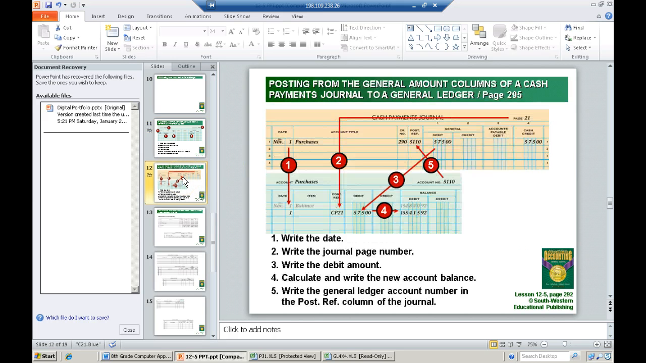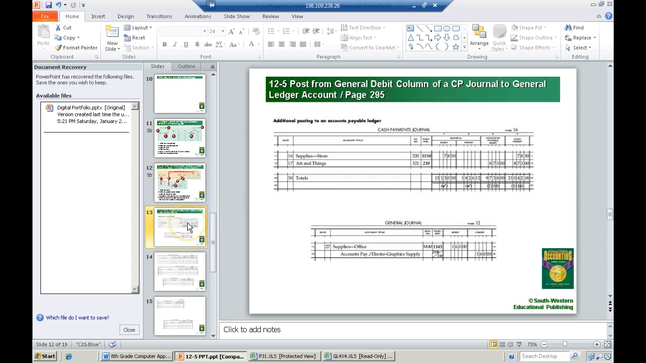So we're going to move on to the next section here, and that is posting from the general amount columns of a cash payments journal to a general ledger account. We're going to have many general ledger accounts, okay? And I just want to show you real quick the journals that we have.